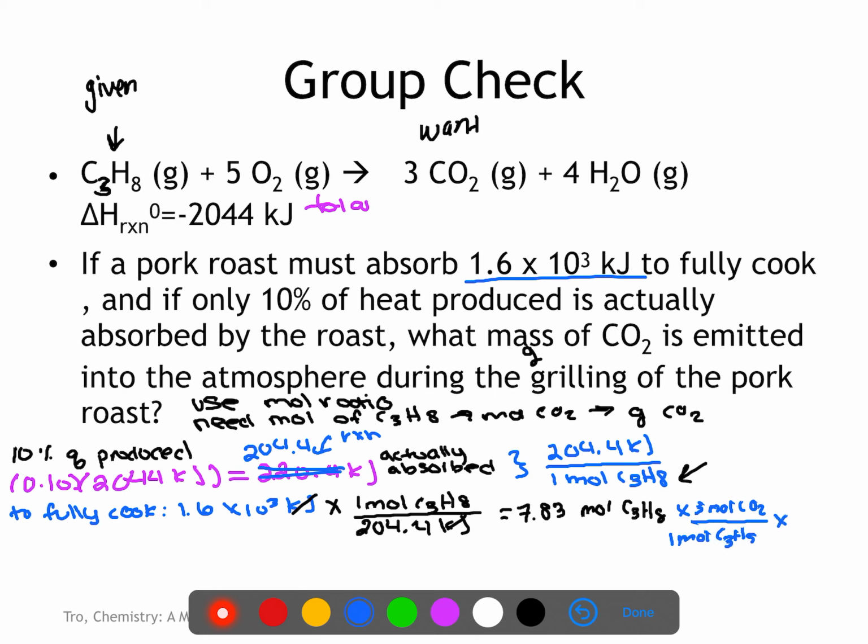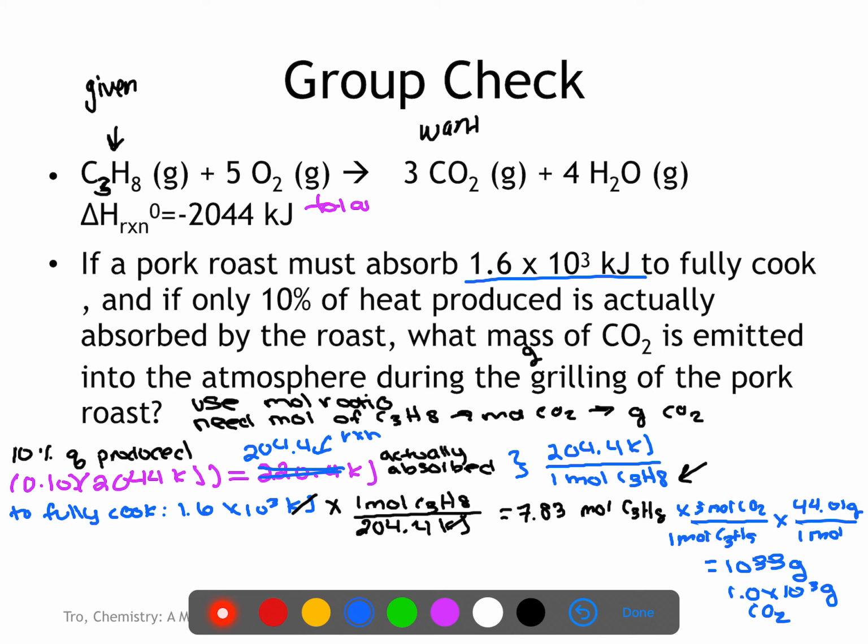And since you want mass, you have one more step and you use your molar mass. And that gives you an answer of 1,033 grams. And we have 2 significant figures. So I would say 1.0 times 10 to the third grams of carbon dioxide.